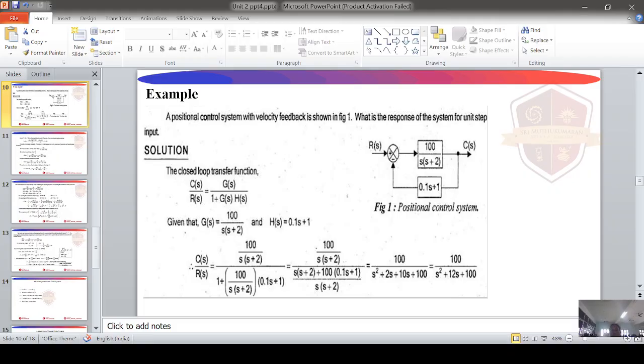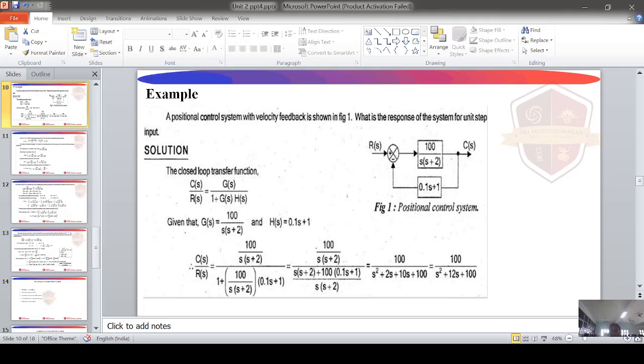Here is another example. A positional control system with velocity feedback is shown in the figure. What is the response of the system for a unit step? With the same procedure, we write the closed loop transfer function C of s divided by R of s equal to G of s divided by 1 plus G of s H of s. We are given G of s equal to 100 over s into s plus 2, and H of s equal to 0.1 s plus 1.